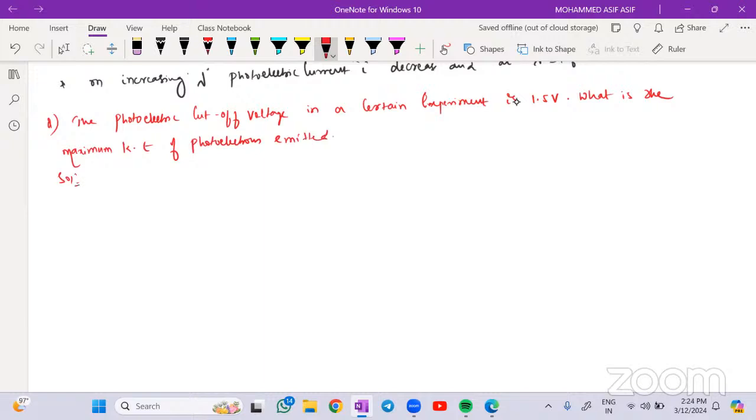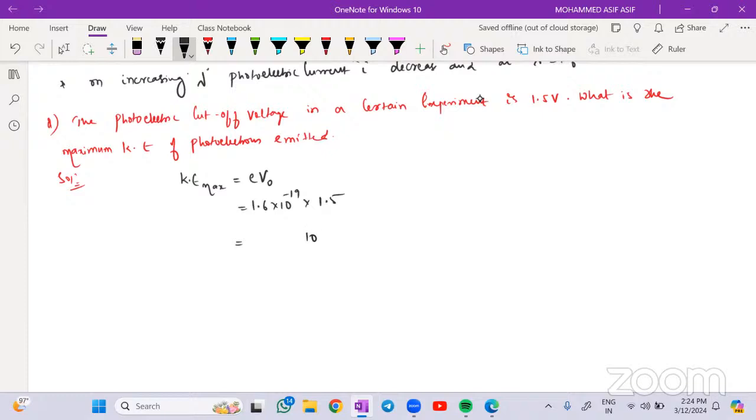The photoelectric cutoff voltage in a certain experiment is given as 1.5. That means he has given me the potential and is asking the maximum kinetic energy. What is the formula for K max? Maximum kinetic energy will be equal to charge into potential, isn't it? So what is the charge? 1.6 into 10 power minus 19. Potential is how much? 1.5. So 1.6 into 1.5.